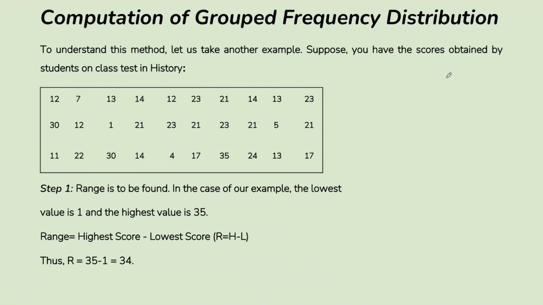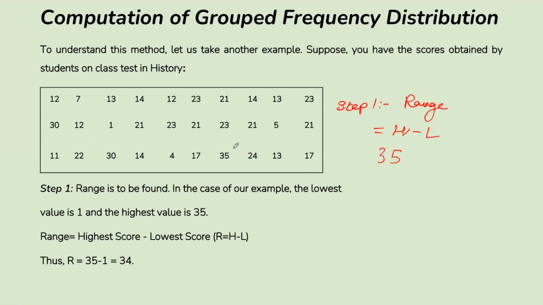Suppose you have scores obtained by students in a class test in history. So these are the scores which have been obtained by the students in a class test in history. Now there are several steps. The first step, step 1, is you have to find the range. Okay, so what is range? Range is the highest value minus lowest value. What is the highest value here? 35. There is no number greater than 35. The highest value is 35.